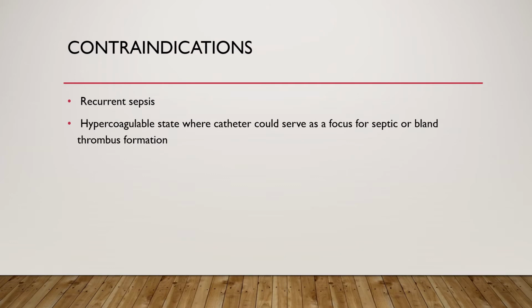Contraindications: as said, there is no absolute contraindication, but recurrent sepsis, a hypercoagulable state, or a high risk of venous thromboembolism become relative contraindications, because with any central venous line there is a risk of venous thromboembolism. That is a known complication associated with it, especially if the patient is immobile and in a hypercoagulable state.